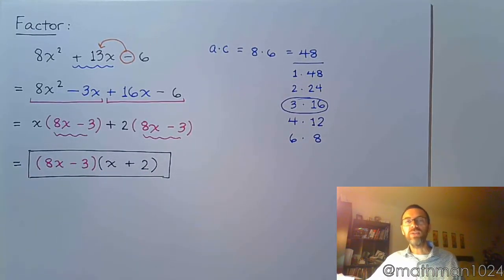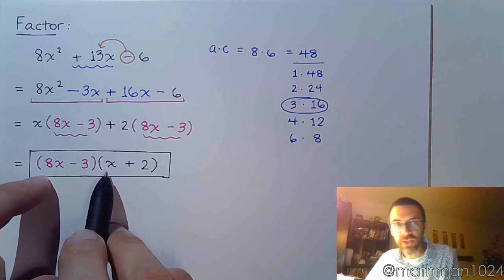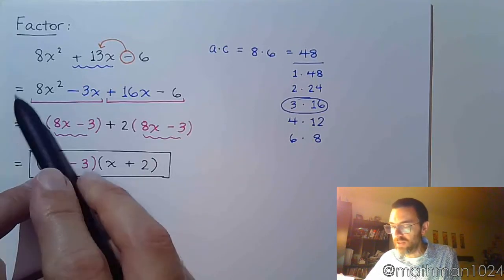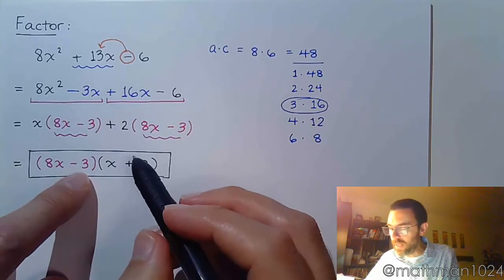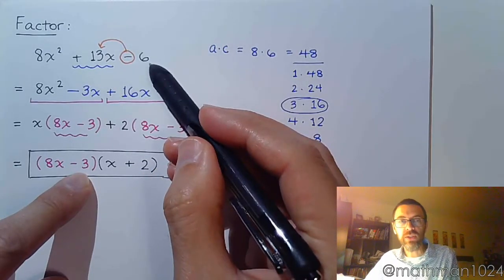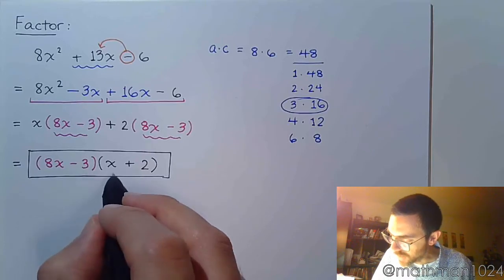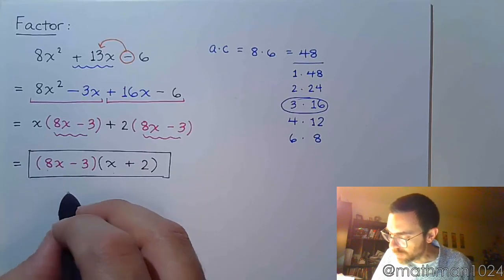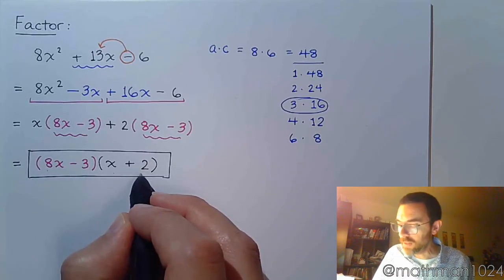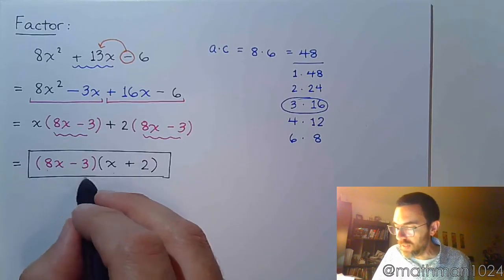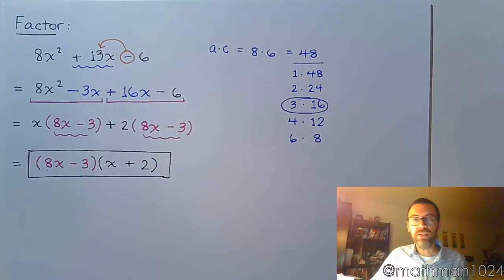And the way that you can check this out is to just FOIL. Multiply everything back out to see that you do get the original problem. 8x times x is 8x squared. Negative 3 times 2 is negative 6. And then you check your inside and outside pieces. On the inside here you get negative 3x. On the outside is positive 16x when you do that product. So positive 16, negative 3 gives me positive 13x.